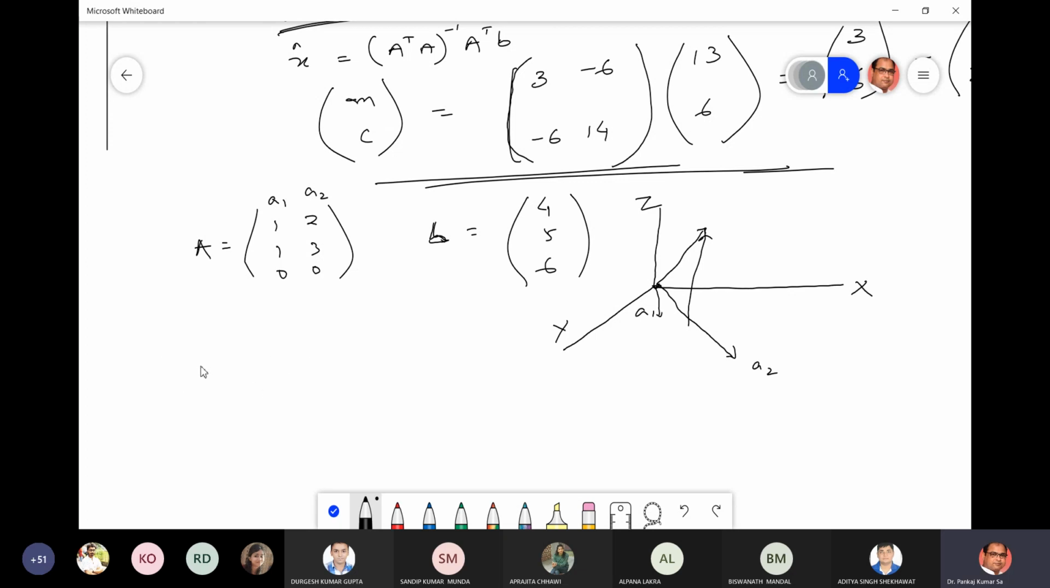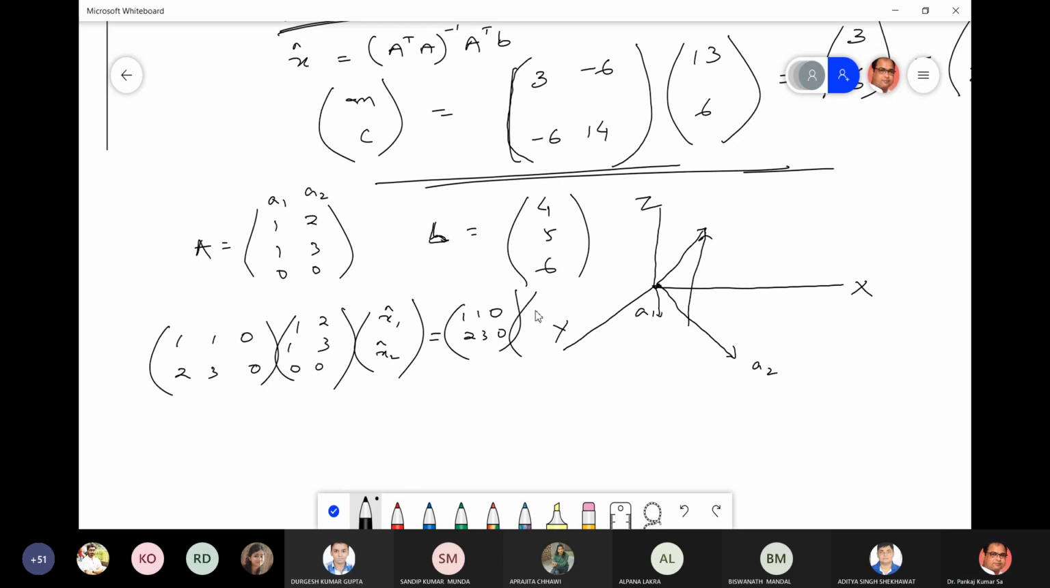By seeing it we can say, but then let us find out how it becomes. So x cap is equal to (A transpose A) inverse A transpose B. What is A transpose? It is 1 1 0 and 2 3 0, that is 1 2, 1 3, 0 0. I have x1 cap, x2 cap equal to A transpose times 4 5 6. Correct?